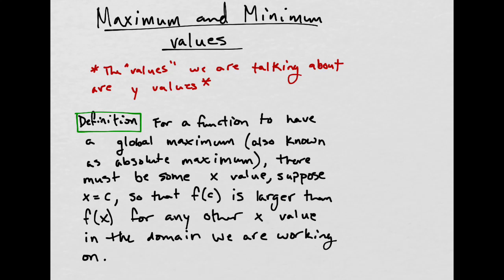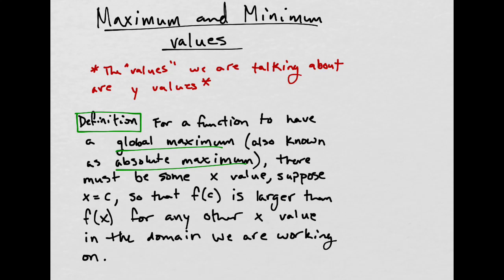Definition: global maximum. A global maximum value, remember, is a y value. It is also known as an absolute maximum. For a function to have a global maximum, there must be some x value. Suppose there's a single x value. We'll call it c in this case. So there's some x value, say it's 2 or 4 or whatever. That's what my c will stand for.